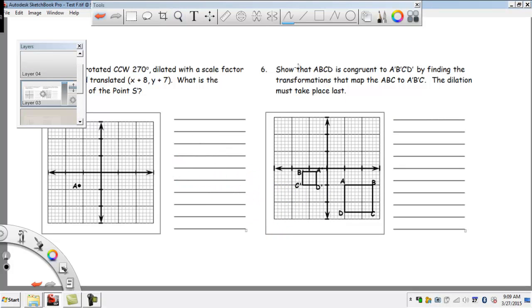Our next problem is problem 6, and this is the hardest one on the test. Show that ABCD is congruent to A'B'C'D' by finding the transformations that map ABCD to A'B'C'D'. The dilation must take place last.